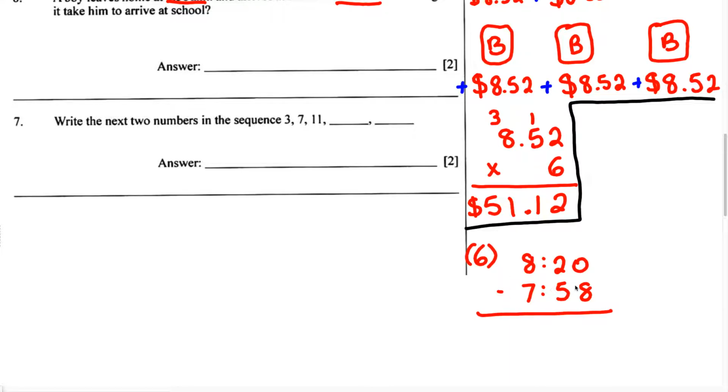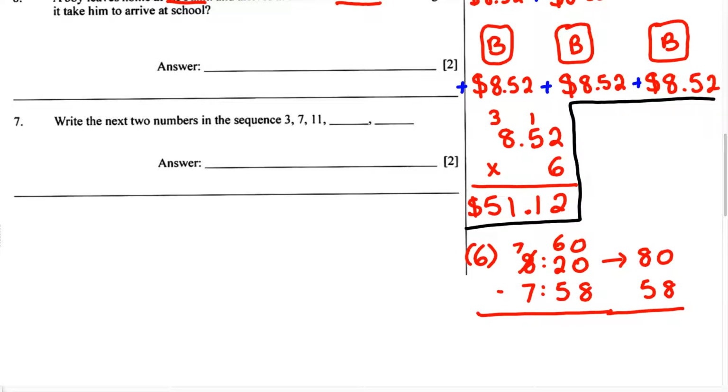20 minus 58 can't go because 20 is smaller than 58. We're going to have to borrow 1 hour from the hour side. 8 is now going to become 7 and we're going to take the hour back over to the minute side. We know 1 hour equals 60 minutes. Therefore, in this situation, we're going to have to add 60 plus 20. 60 plus 20 is going to give us 80. Therefore, we have 80 minutes now, and we're going to write back the 58 minutes.